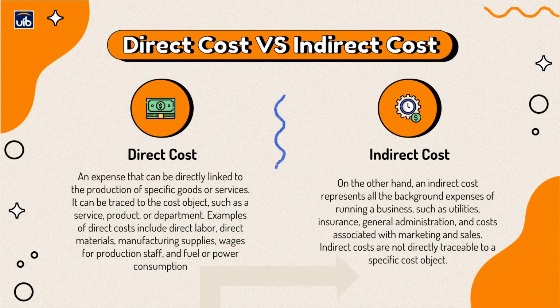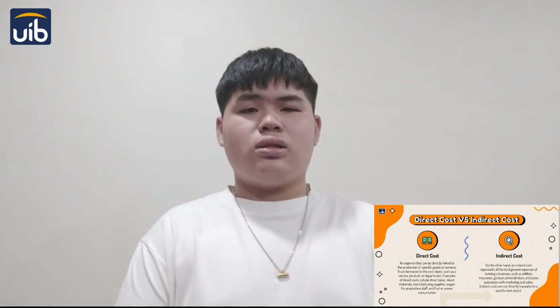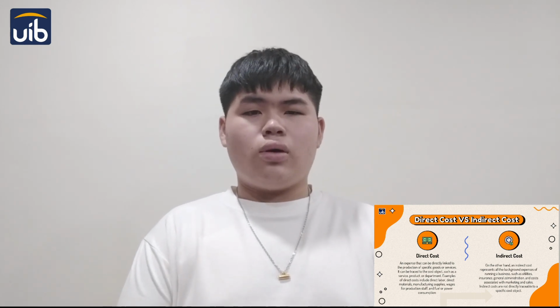What are direct cost and indirect cost? The first, direct cost. A direct cost is an expense that can be directly linked to the production of specific goods or services. It can be traced to the cost object such as a service, product, or department. Examples of direct costs include direct labor, direct material, manufacturing supplies, wages for production staff, and fuel or power consumption. On the other hand, an indirect cost represents all the background expense of running a business, such as utilities, insurance, general administration, and costs associated with marketing and sales. Indirect costs are not directly traceable to a specific cost object.